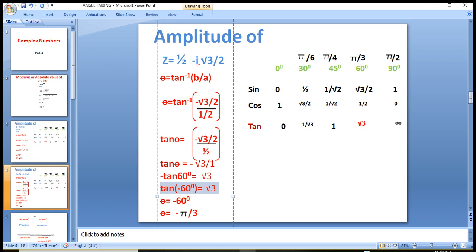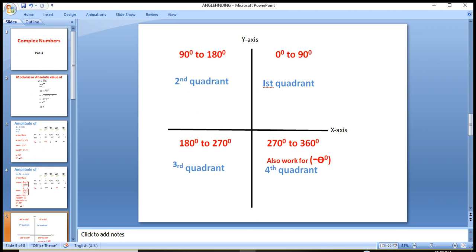These are 4 quadrants, the X-axis and the Y-axis, which you are watching. This is the first quadrant. The first quadrant starts from 0 and ends at 90 degrees, so the first quadrant area is 0 to 90 degrees. This is the second quadrant, second area. This is the third quadrant, third area. And this is the fourth area.